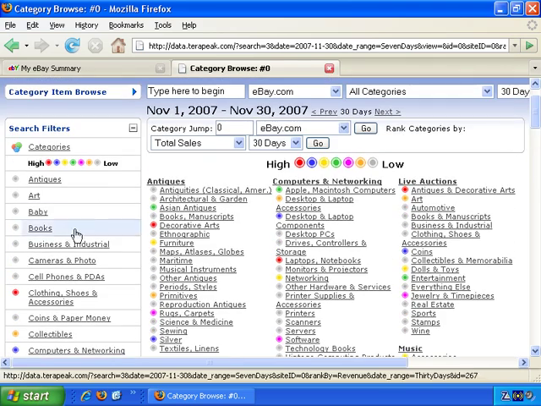Okay, this gives you a top-level view. If you want to dive down into more subcategories, you have these listings here. So antiques, which according to this color coding scheme is low for potential sales. So of the subcategories, antiques, classical American is low, and architectural and garden, that subcategory has low total sales during that time period, and so on.